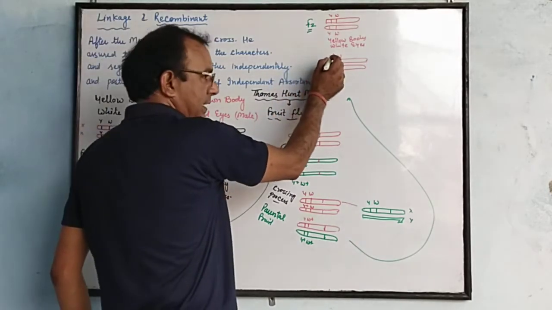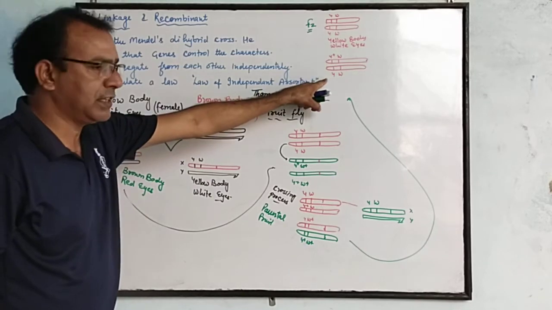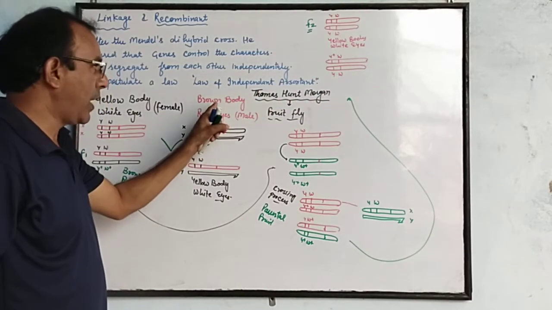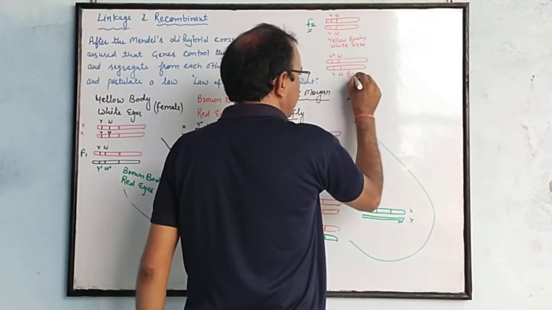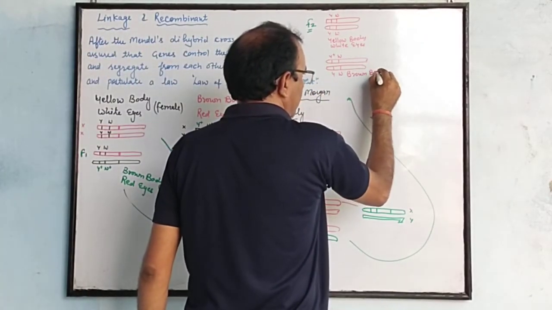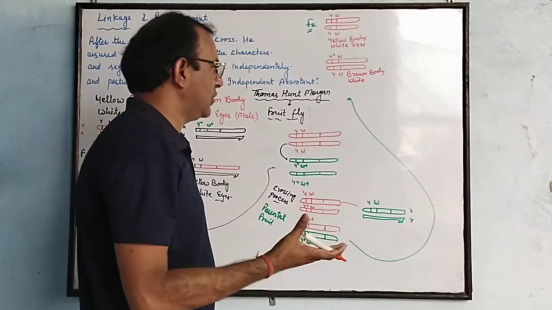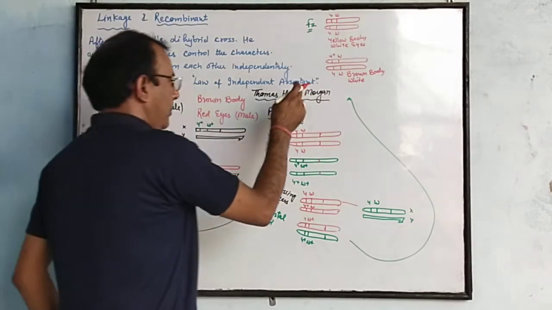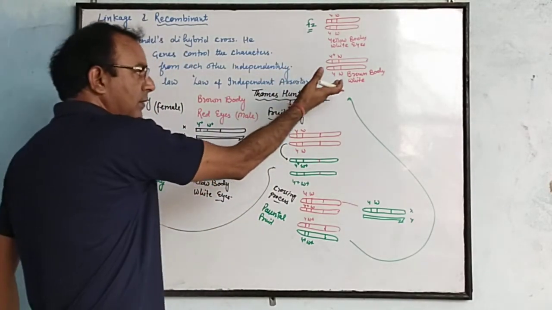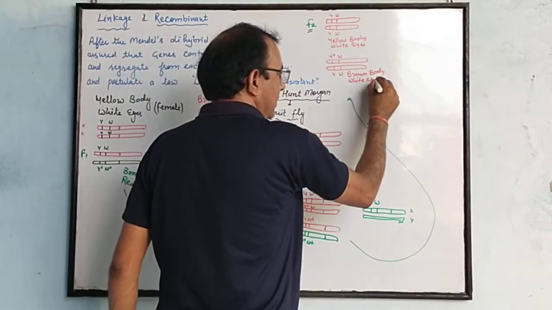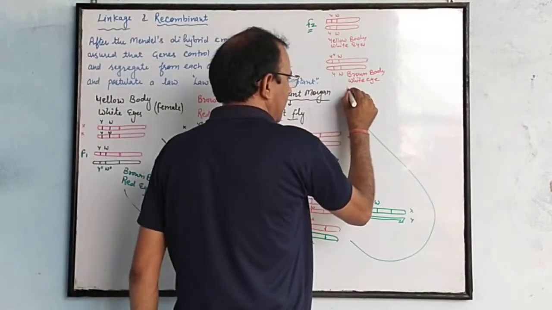Here is a Y plus. It means the body of the Drosophila in this female is brown, but the eye remains white. Brown body, white eyes. This is a separate new generation which is not present in the parental. Parental both are separate. Brown body, red eyes. It contains yellow body, white eyes. This one brown body, white eyes. A new generation which does not resemble its parental.